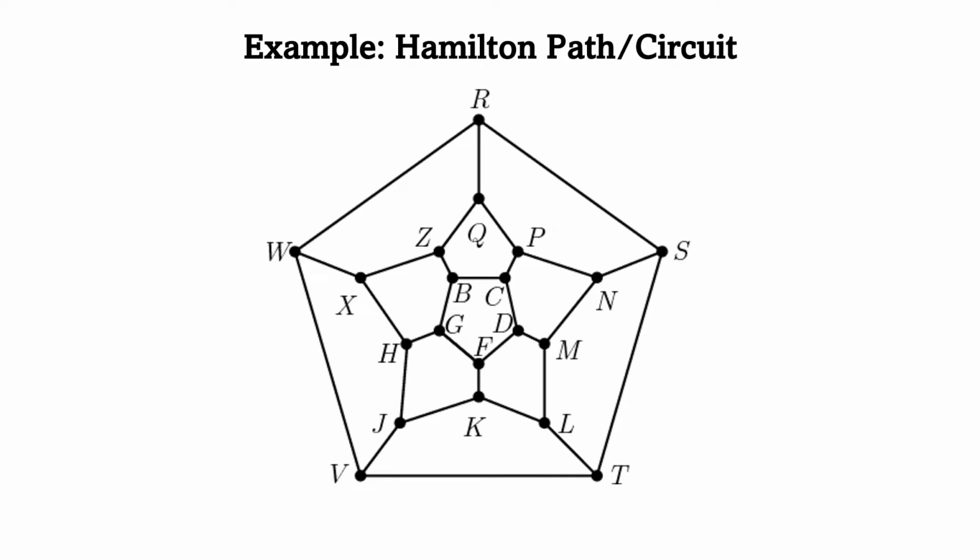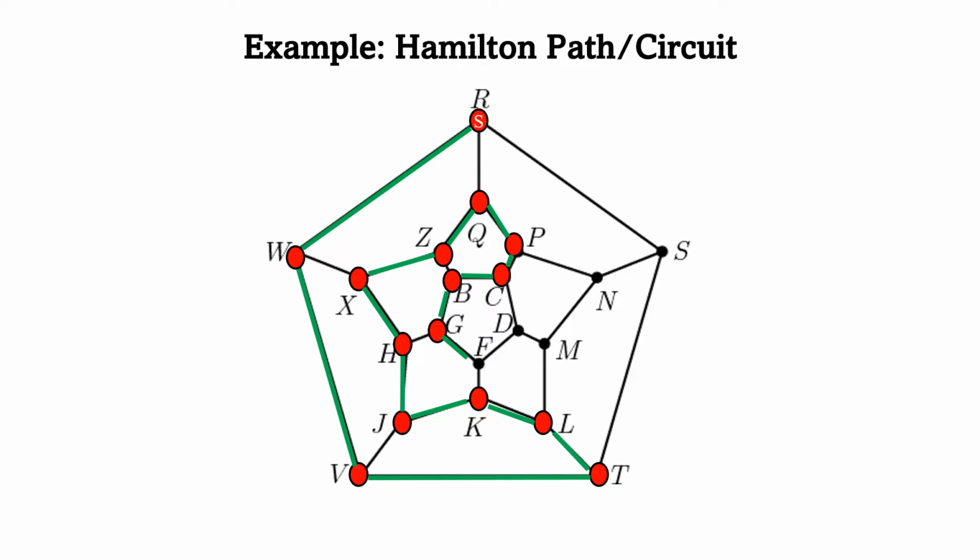We have another graph, and we can trace here a Hamilton circuit. So we're going to start at R, and we're going to visit each vertex once and only once. You don't have to cover all the edges because we have a Hamilton circuit, not an Euler circuit here. So we're just interested in covering all the vertices once and only once.